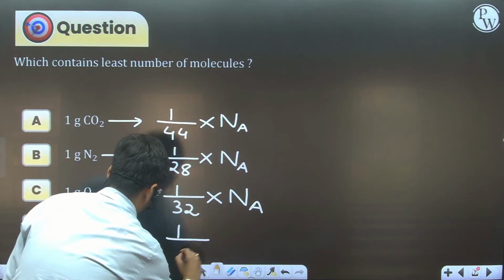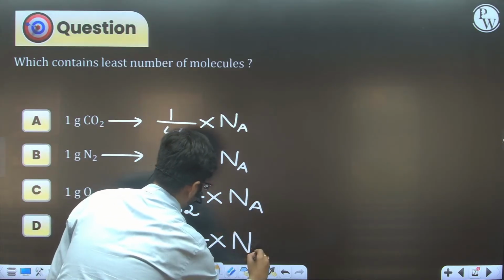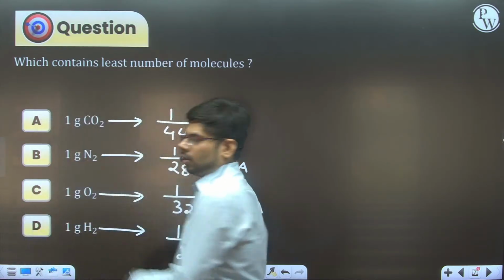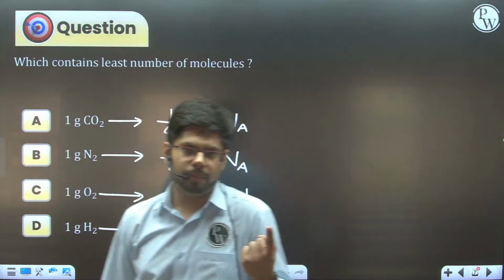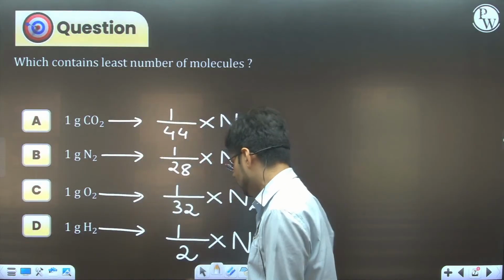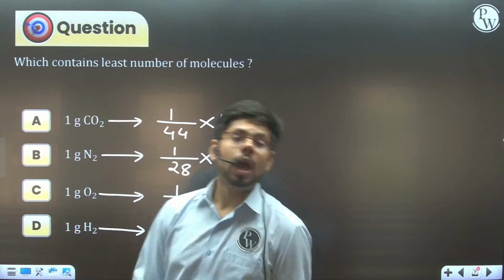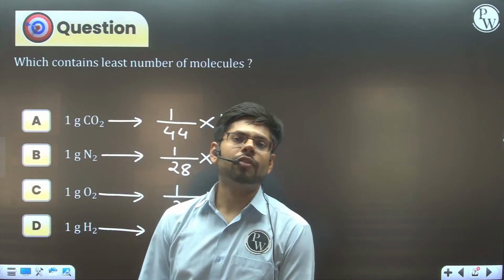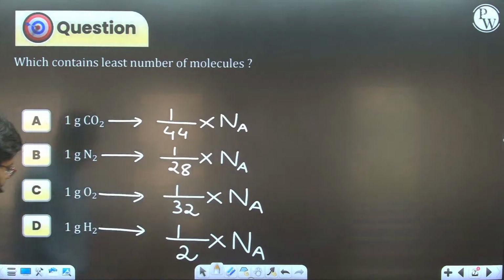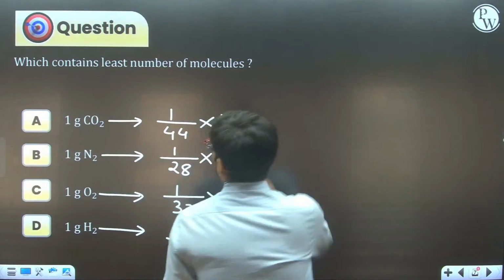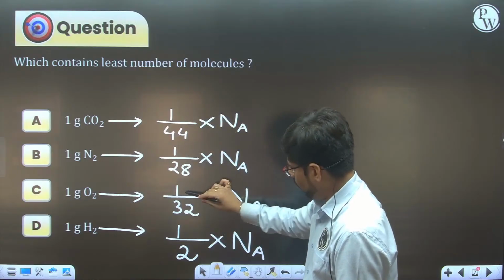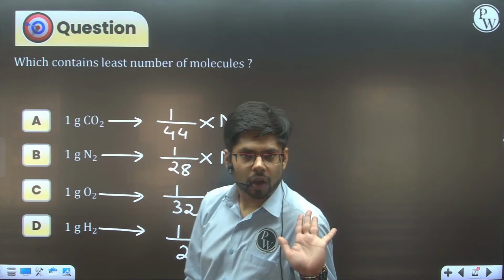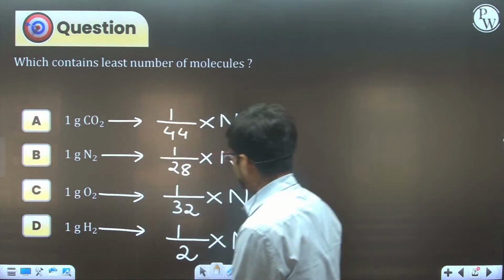For hydrogen, so 1 upon 2 into Na. Now see, there is a common tendency. Whenever you see hydrogen, you put mass as 1, that is the molar mass, but that is not correct. Molar mass of H2 is 2 gram per mole. Atomic mass of hydrogen is 1, so molar mass of H2 will be 2 gram per mole. Okay. So number of molecules for every option I have written here. Least number of molecules. So which value is the least? Now see, the numerator is same for all. So we don't need to look at the numerator. Let's look at the denominators.